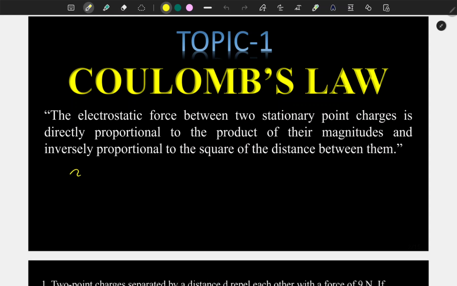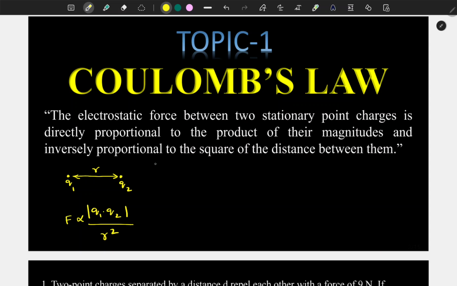So if I consider two point charges here, charge q1 and charge q2, they are separated by some distance. Let's consider that is r. So there will be a force of attraction between these two, and that depends on three factors. One is, force is directly proportional to the magnitude of the product of the charges and inversely proportional to the square of the distance between them. So two factors are done: one is charge, the second one is distance.